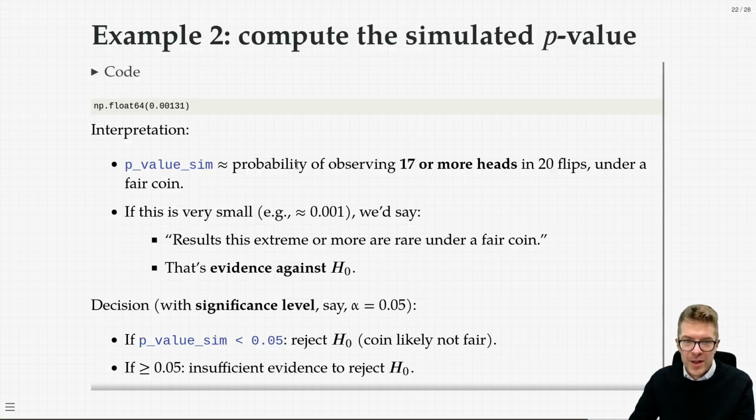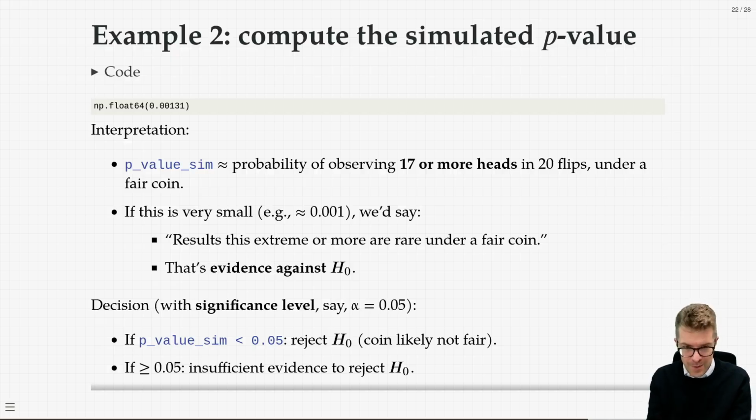So through a simulation anyway, we have the probability of observing 17 or more heads in 20 flips with a fair coin. This is very, very small, approximately 0.001. So you can say results this extreme, as the 17 observed heads, or more, or 18 or 19 or 20, will only have a probability of less than 1%. So this is pretty strong evidence that this coin is not fair.